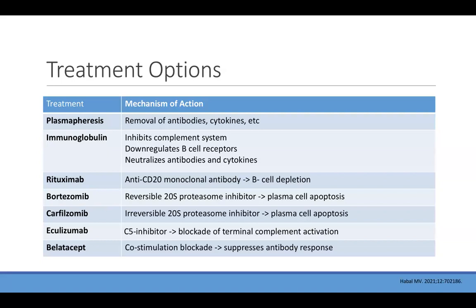And we can use, honestly, a combination of any of these for desensitization strategies. We can use plasmapheresis, we can use IVIG, we can use rituximab. If that fails, then we can move on to carfilzomib. Then we can do carfilzomib and belatacept. So a combination of all of these can be used.